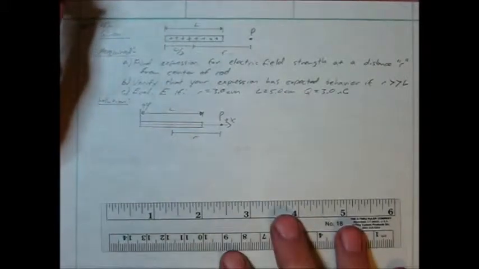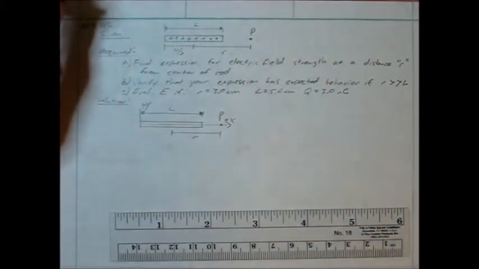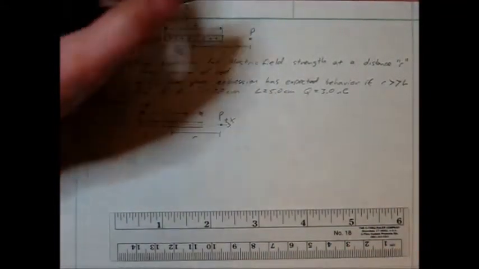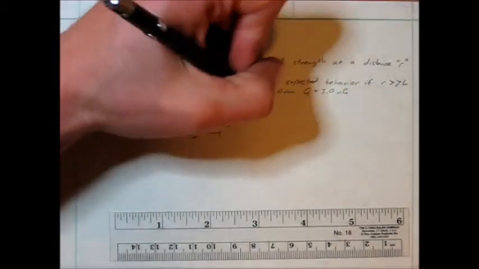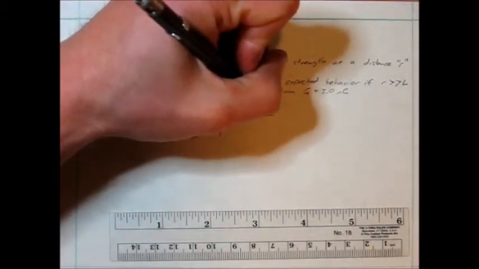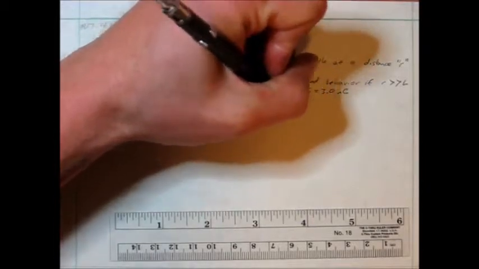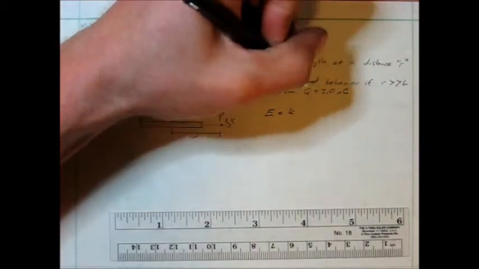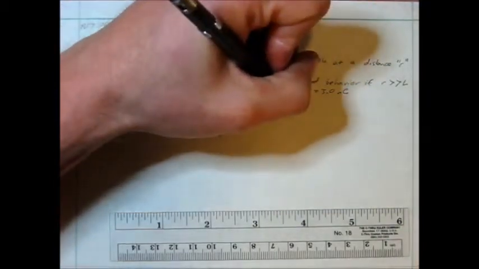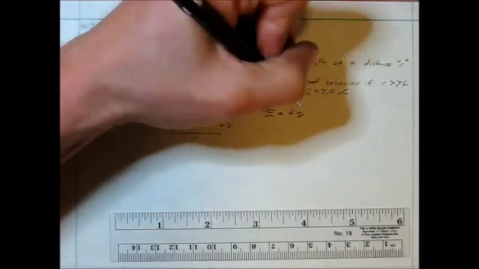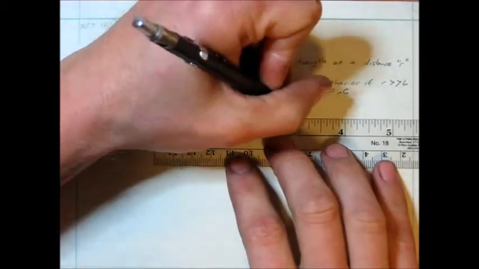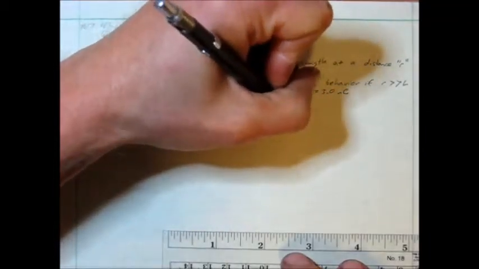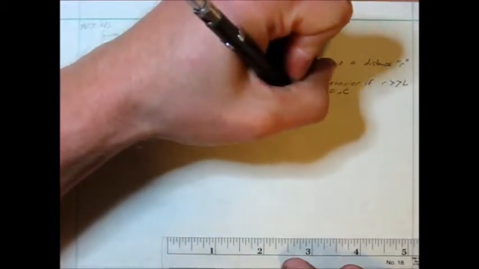Okay, so let's start with our electric field strength formula. That is kind of our universal formula on our list. Electric field strength equals our K constant times charge over R squared times R hat.